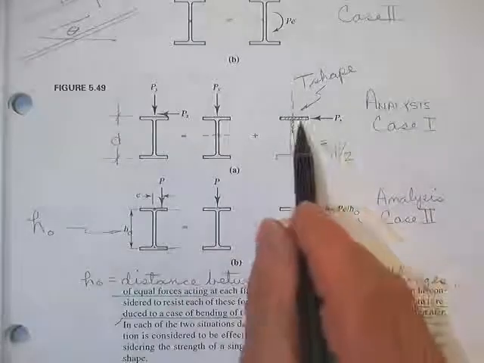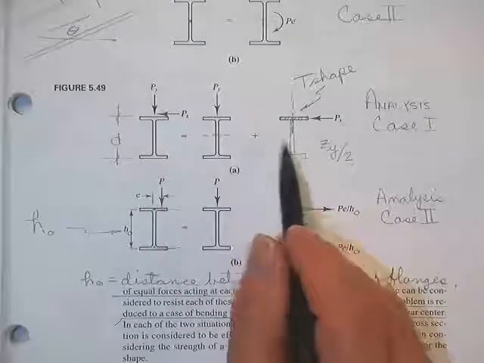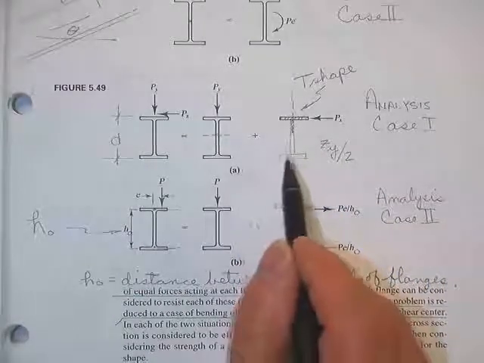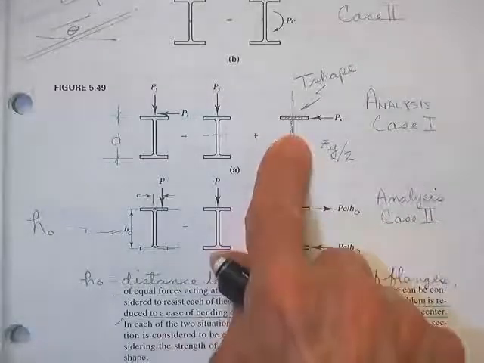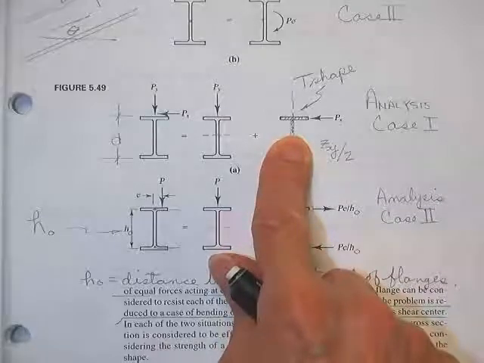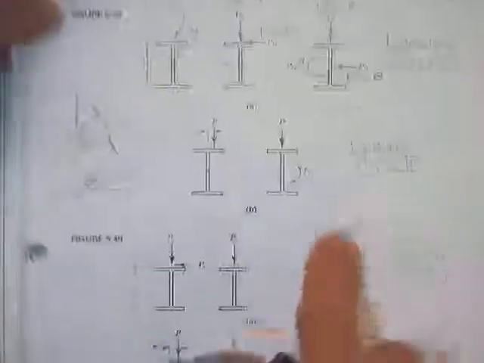Actually, of course, this loads up the T. That T pulls over, pulls this T a little bit, so you probably get some strength out of there. But just taking half of it is on the conservative side for all cases. That's the way it's analyzed. Loading case one, analysis case one.